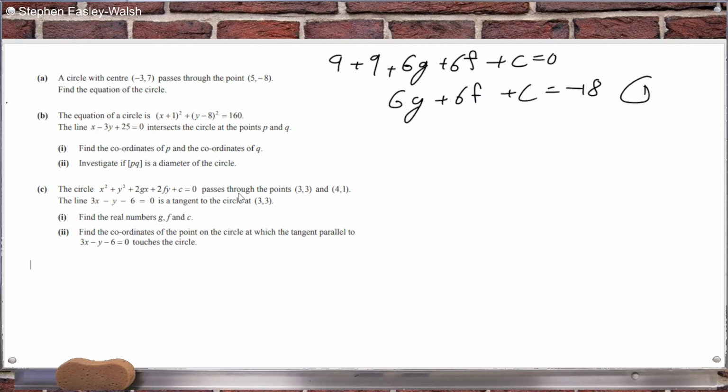That's equation 1. And then we put in 4, 1. So that would be 4 squared is 16 plus 1 is 17. So you have 2gx, sorry, so that's 8g plus 2f plus c equals minus 17. That's equation 2. And then sub in the tangent, that doesn't quite make a nice equation. That last one, does it?